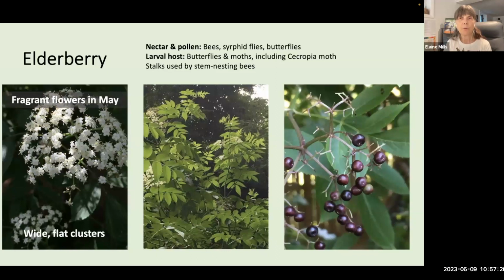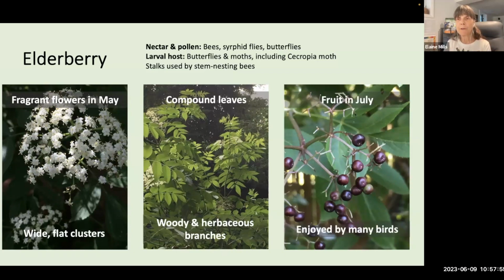You'll see fragrant flowers in May in wide, flat clusters, and these provide nectar and pollen for bees, syrphid, or the flower or hoverflies, as well as butterflies. It has compound leaves that provide nourishment for both butterflies and moths, including the Cecropia moth. Interestingly, it has both woody and herbaceous branches, and the woody or pithy lower parts of the stalks can be used by our stem nesting bees.